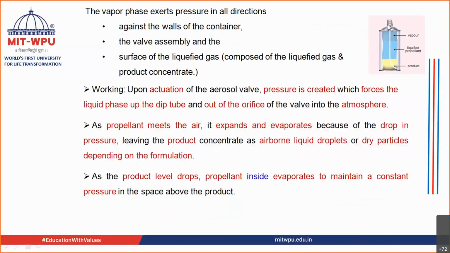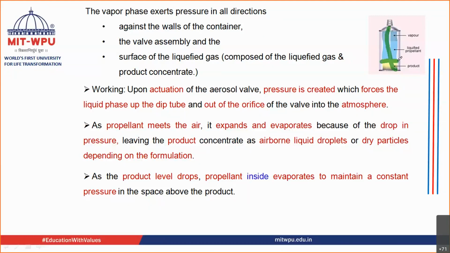As soon as you press this actuator or this valve is operated, what is going to happen? It is going to exert the pressure onto this propellant system, onto the product, and the product is going to pass through this dip tube and come out. As the product comes out, the level of the product is going to drop.